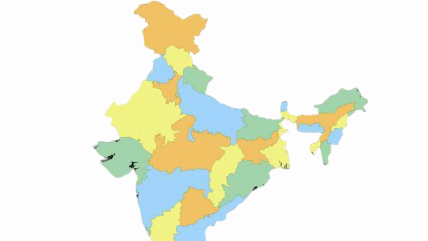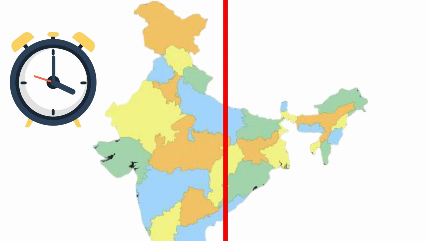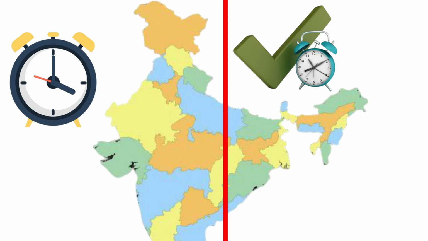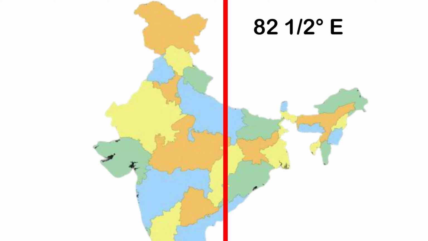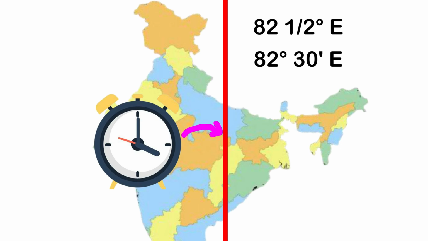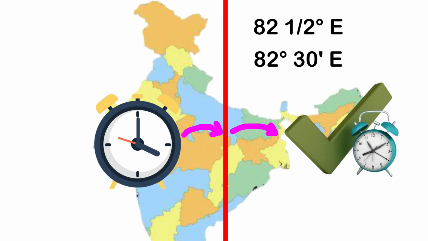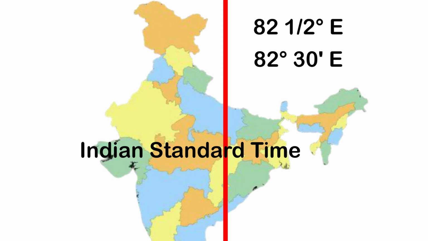It is therefore necessary to adopt the local time of the central meridian of a country as the standard time for the country. In India, the longitude of 82.5 degrees east, which is 82 degrees and 30 minutes east, is treated as the standard meridian. The local time at this meridian is taken as the standard time for the whole country. It is known as the Indian Standard Time, IST.